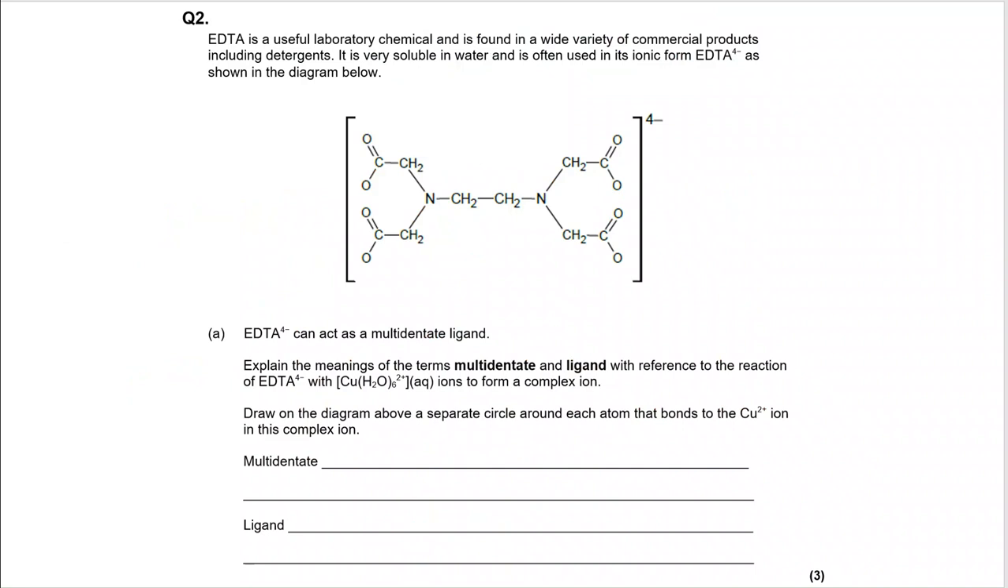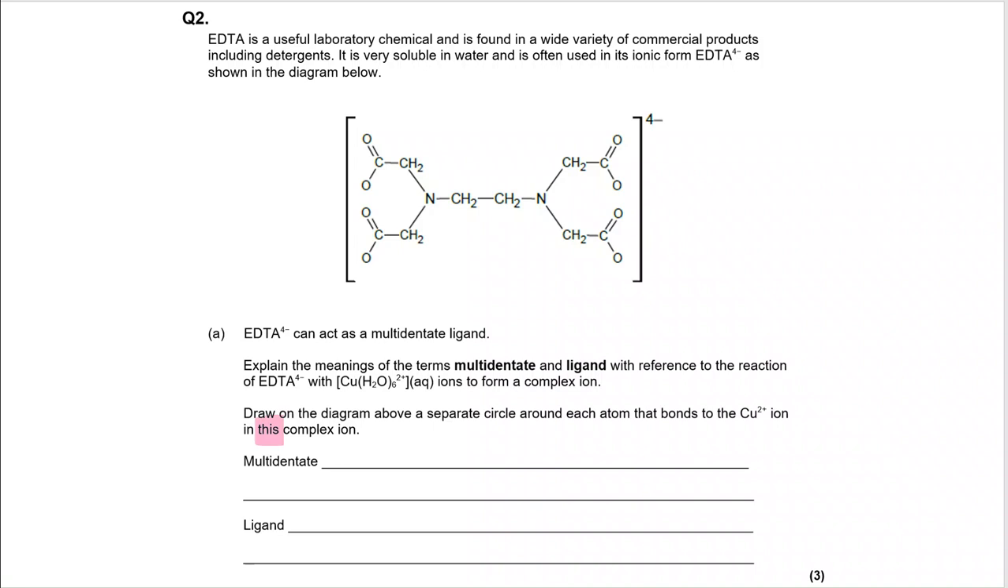EDTA is a useful lab chemical found in a wide variety of commercial products, including detergents. Very soluble in water, it is often used in the ionic form EDTA 4-, and we can see the diagram of that below. It's a multidentate ligand. What do we mean by the terms multidentate and ligand with reference to this reaction? That's really, really important, because you have to actually consider what we're looking at. It's not generally what do we mean by multidentate, what do we mean by ligand.